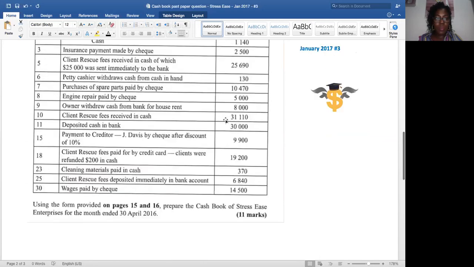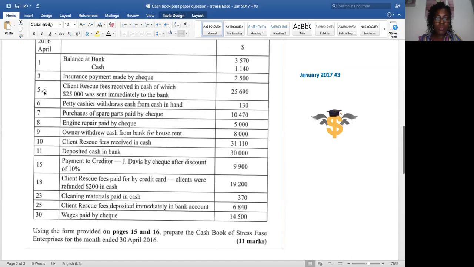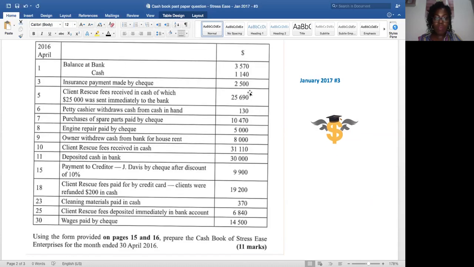The money that the business had on the premises was not affected by that payment, so the cash column stays intact. All right. On the 5th of April, the client received rescue fees in cash. All right, so they get $25,690. That's the amount of cash they received. 25,000 was sent to the bank immediately. So they put 690 in the cash account or in the cash drawer or whatever you want to call it. $690 stayed on the business premises. 25,000 went into the business bank account one time.